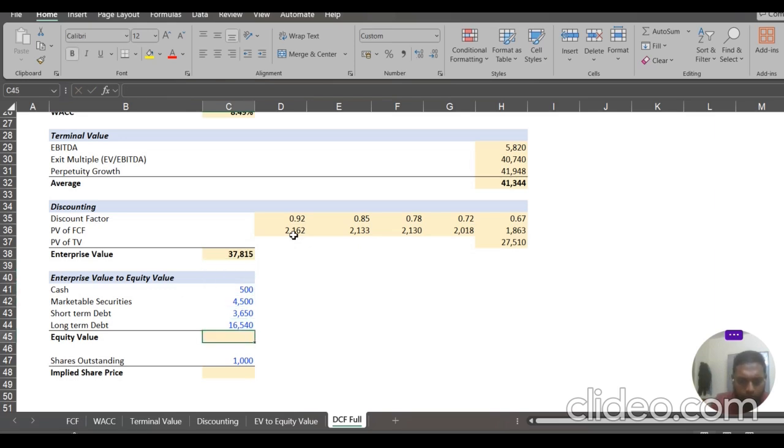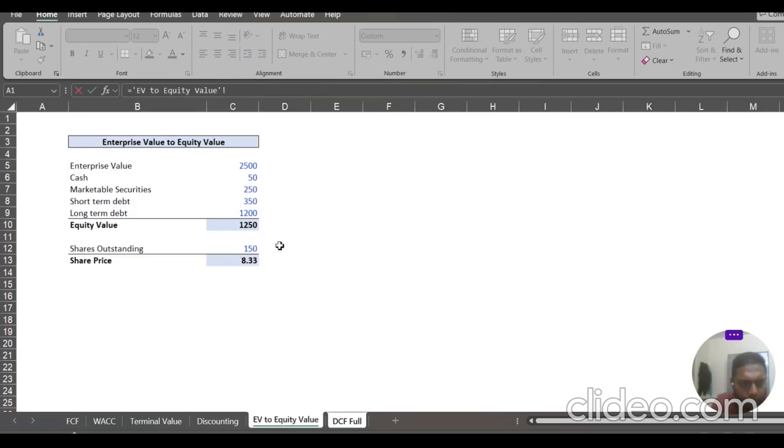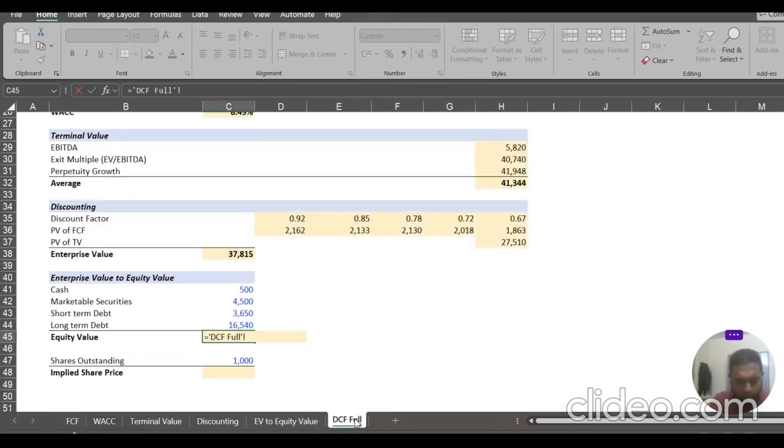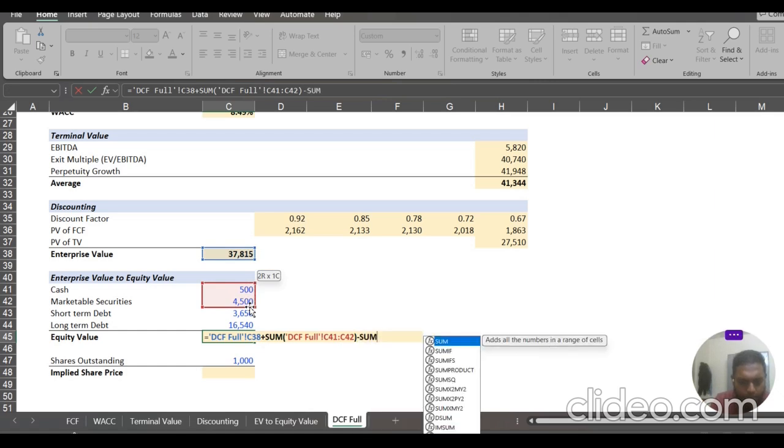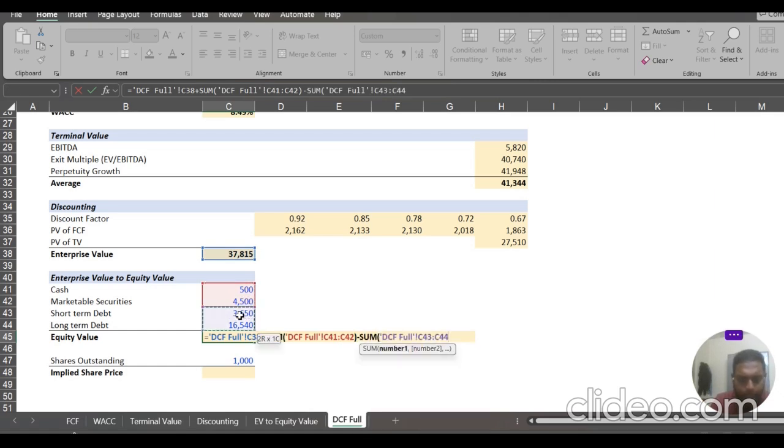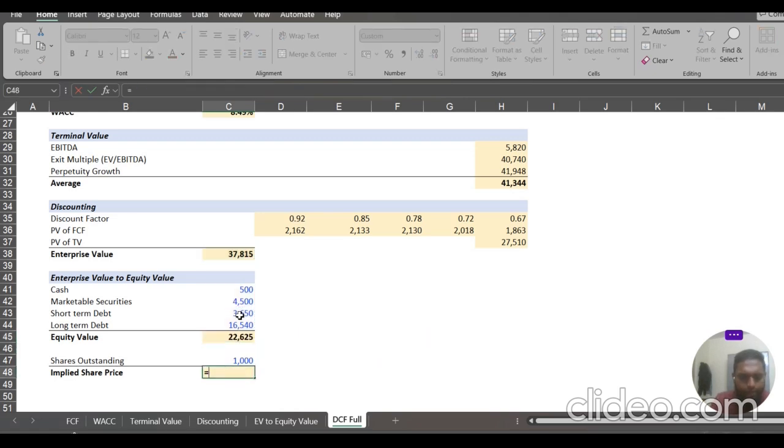Okay, this is equity value. Equity value is basically enterprise value plus sum of cash minus sum of debt. Now the implied share price will be equity value divided by the number of outstanding shares, which is 2.62. This is the implied share price.